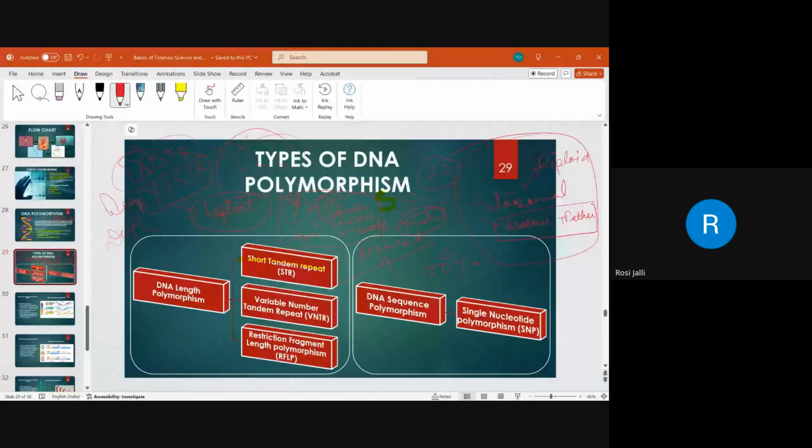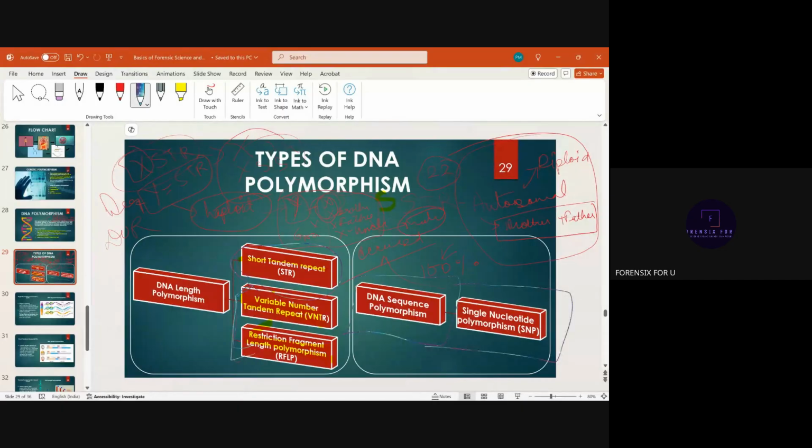Yes, ma'am. Okay. So next is the variable number tandem repeats or VNTRs. And then we have restriction fragment length polymorphism. These two are now obsolete. We don't use them in forensics. Now STR analysis is what we are carrying out in DNA examination. And we have DNA sequence polymorphism and single nucleotide polymorphism.